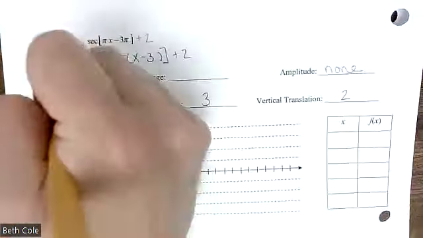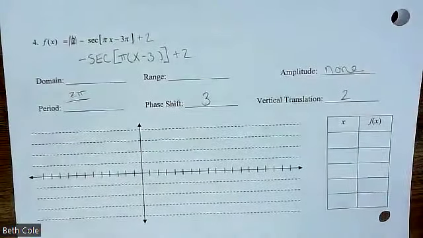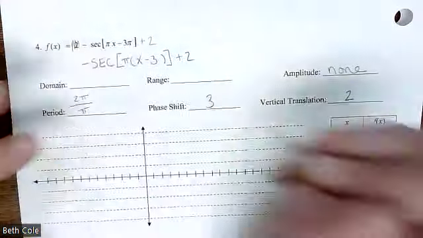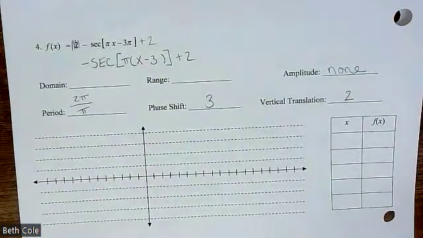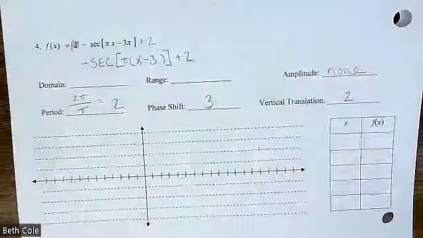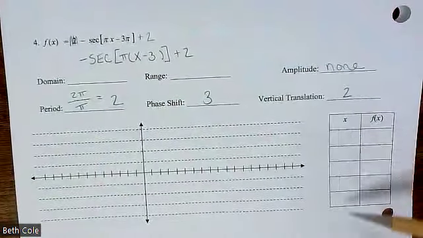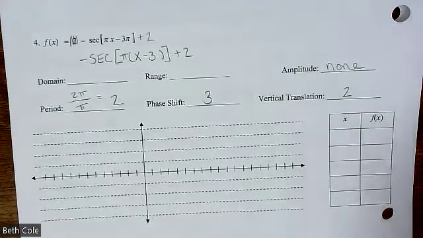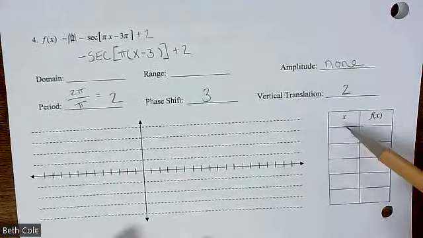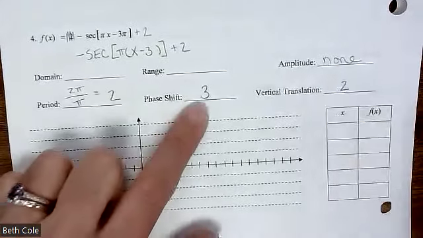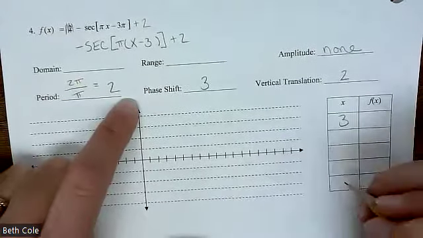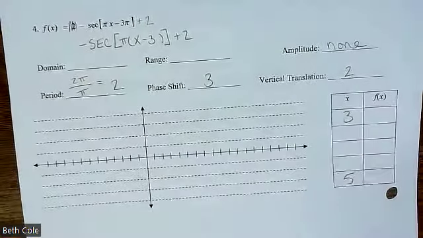All right, and then the period is 2 pi over b, which is what? Pi. So that's kind of interesting. What happens there? Yeah, pi's cancel and you just get 2. What that means is when you go into your table, there will be no pi. No pi in this one, okay? Because it canceled out. So where do we start? What's our first x value? 3. Perfect. And then you add the period. So 3 plus 2, 5.